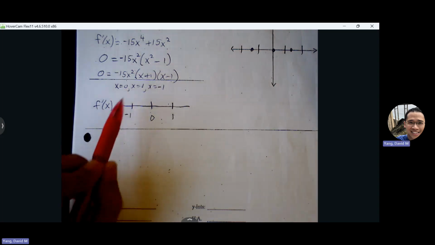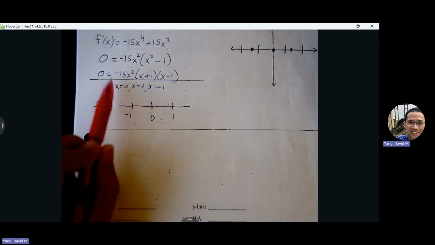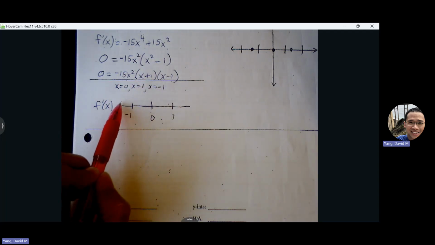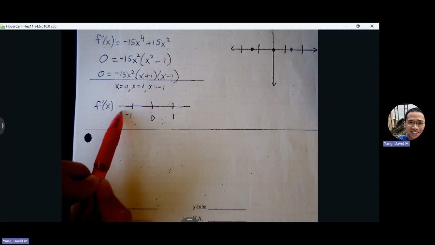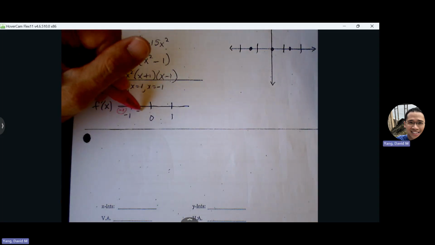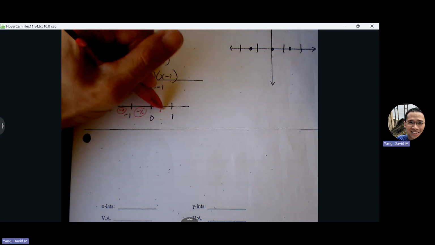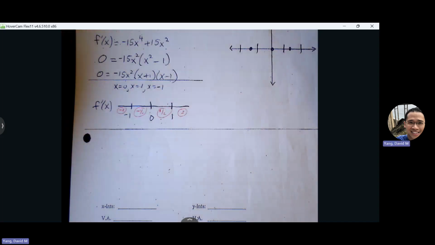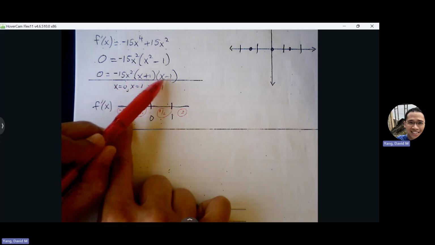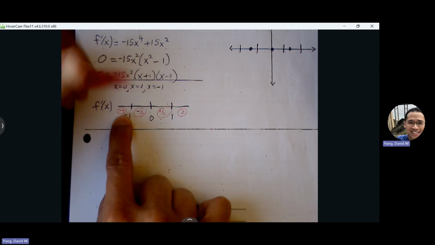Okay, we're choosing values to test in each subinterval against the first derivative function. And then after we get positive or negative, we know our slope behavior, whether we get a positive or negative slope. So I'm going to choose negative 2. I'll choose negative 1/2. I'll choose 1/2, and I'll choose 2. So into my first derivative function, negative times positive, negative, negative. So 3 negatives makes negative.